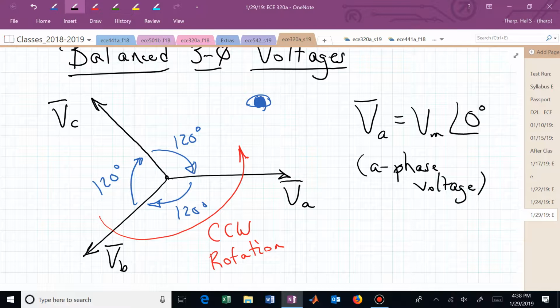These blue lines are not indicating a direction. They're just indicating angular separation between the A phase, the B phase, and the C phase. So now does that help, making them two-headed arrows? So now I'm not indicating direction of rotation of those 120s, the blues.